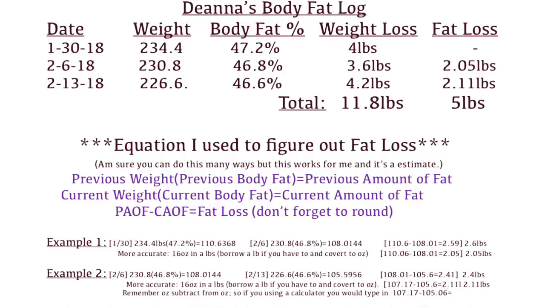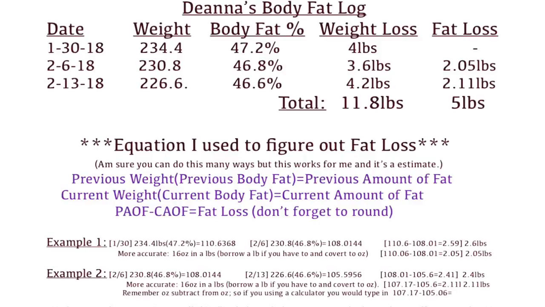So for example 1, the week of 130, I was weighing 234.4 pounds, and I times that times 47.2% body fat. That gives me 110.6, of course with the rounding. Now, on February the 6th, I was weighing 230.8. I times that times 46.8% body fat. That gives me 108.01, of course rounding. Now, when you subtract those two and do it with the 16-ounce conversion, it's going to be different.